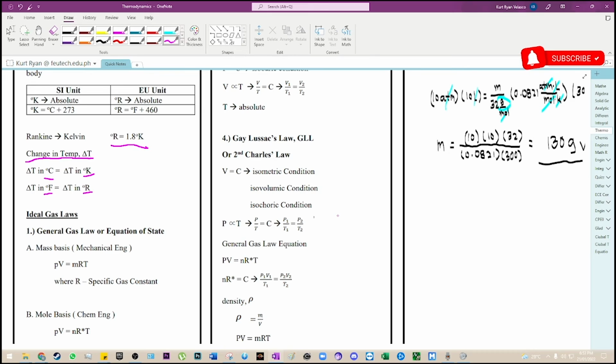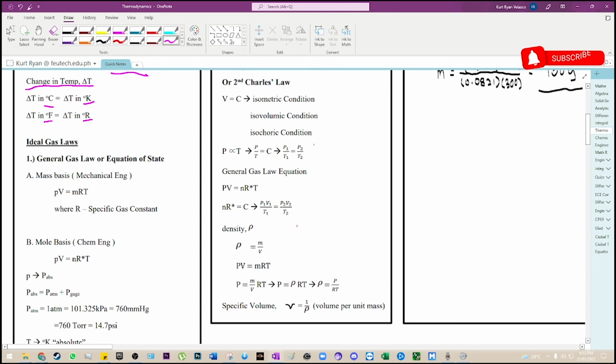So you'll have here something like this. Pressure is directly proportional to T. So you'll have something like P1 over T1 is equal to P2 over T2. Again, I'll be showing you later on how to do that, so you don't have to memorize all of those.